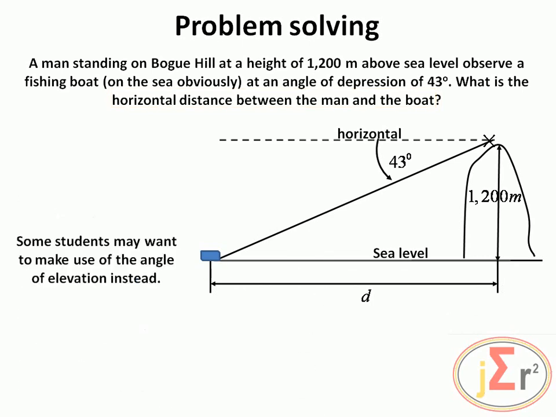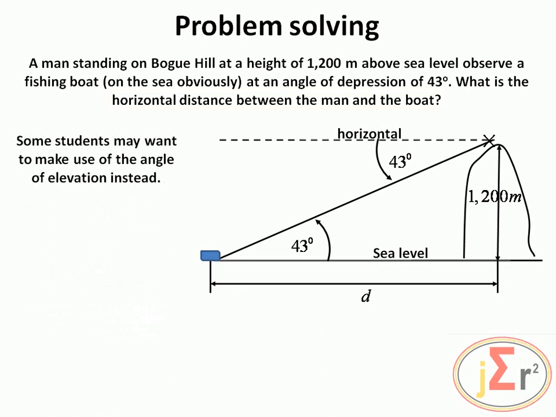Some students may want to make use of the angle of elevation instead. So instead of using the angle of depression, some students will prefer to use the angle of elevation. So we're going to be using the angle of elevation, and we know that there are alternate angles. So this angle is also 43 degrees. Now, if we're going to be using this angle, we have this height as 1,200 meters, and this is the distance that we need to determine.